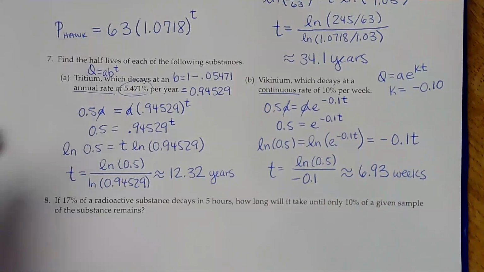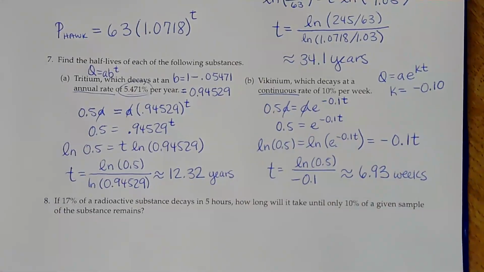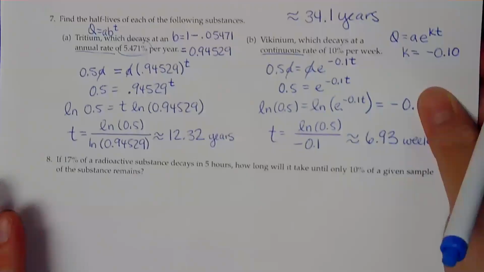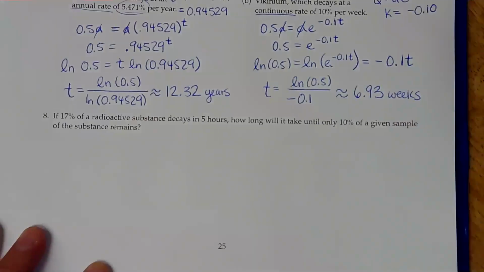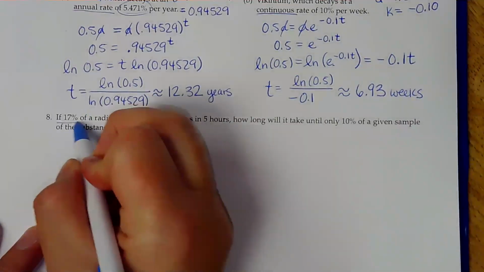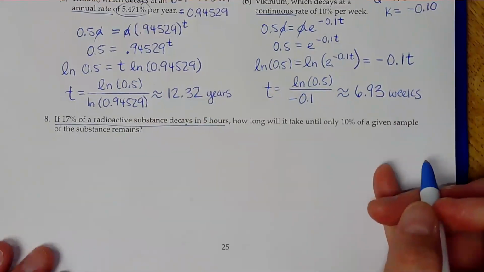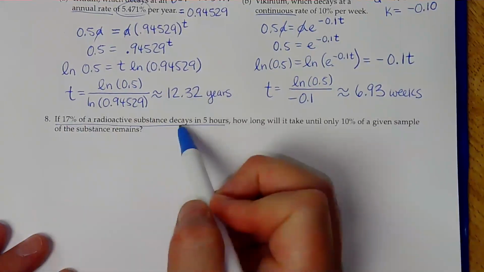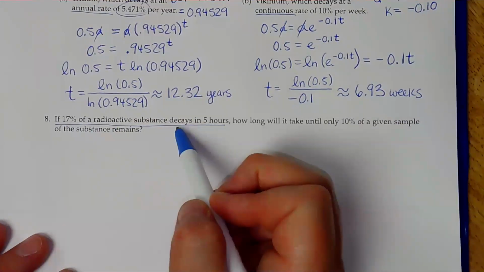All right, number 8, we're going to put together the things that we learned with the Twinkie problem and what we just did with these half-lives to combine all of this together into one problem. So 70% of a radioactive substance decays in 5 hours. How long will it take until only 10% of the substance remains? Okay, so let's start with this: 17% decays in 5 hours. So I'm going to use this to help me find B. And so if 17% goes away in 5 hours, that means 83% is left over.